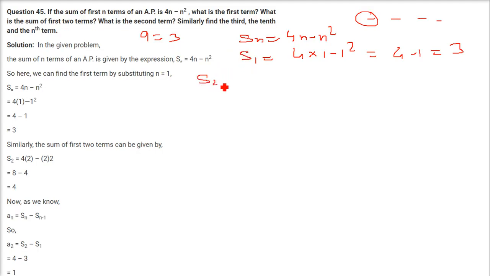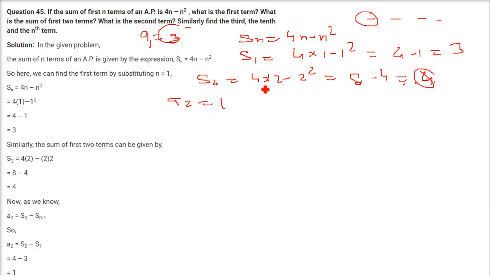So let us take S2. 4 into 2 minus 2 square, that is 8 minus 4, that is 4. Now this is the sum of the first two terms. So you have to subtract the first term from this to get the second one. That is, this is the first one, say A1. A2 can only be found by subtracting, because this is the sum of the first term and the second term. So second term will be 4 minus 3, that is 1. You have to do 4 minus 3, then only you get the second term.